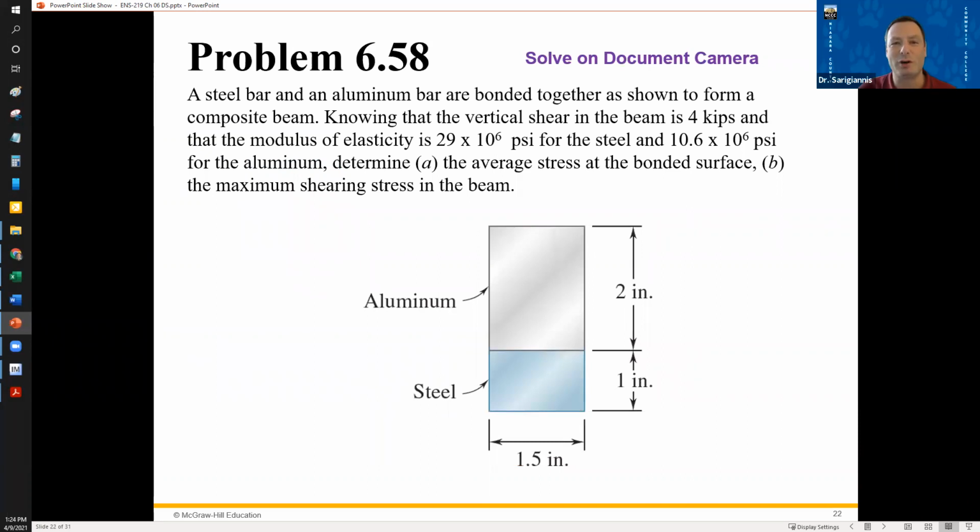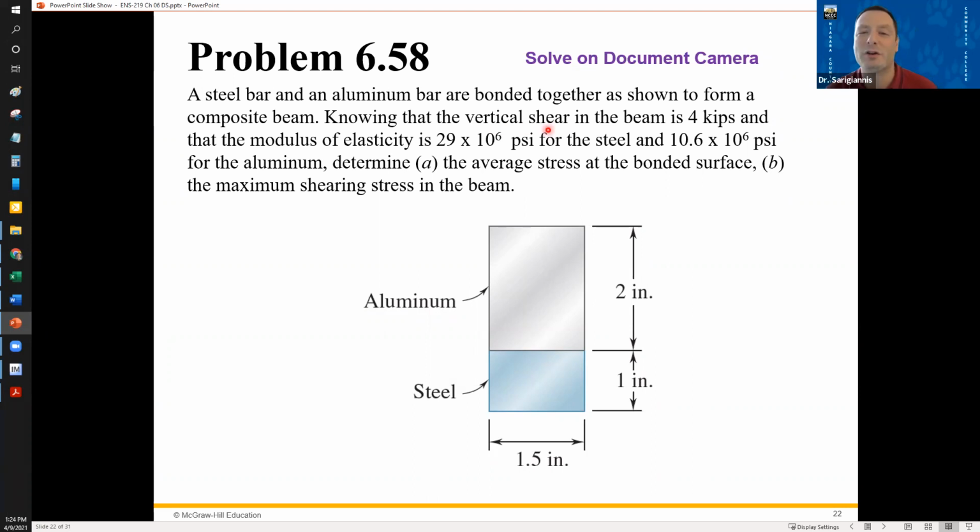All right, let's do a little more complicated problem. A steel bar and aluminum bar are bonded together to form a composite beam. This is kind of a neat application problem, because you may find yourself dealing with materials that are different yet bonded together, and you need to understand the strength of the bond, or what's required of the strength of the bond, for given conditions that it's operated under.